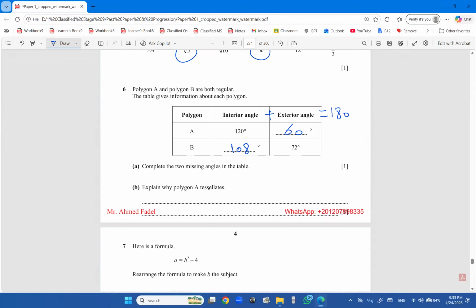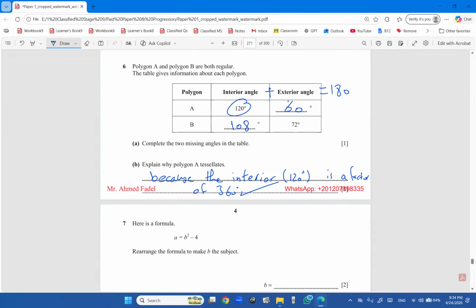Explain why polygon A tessellates. Polygon A here tessellates because the interior angle, which is 120 degrees, is a factor of 360 degrees. That's it, because 120 is a factor of 360. Or by the way, it could be also the exterior. Fine, it's also a factor of 360.